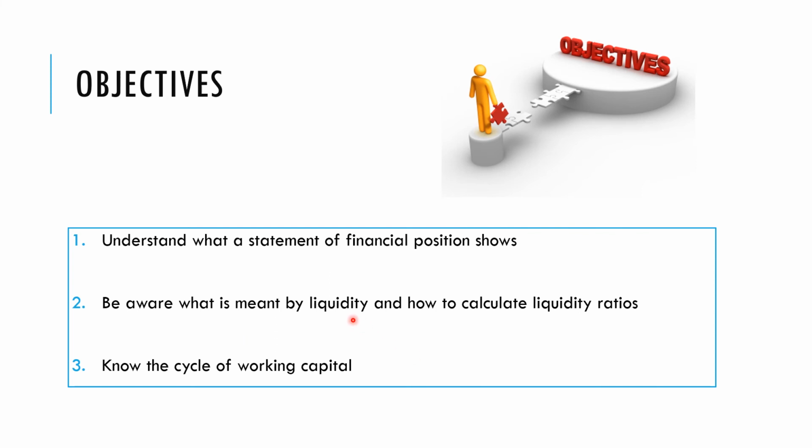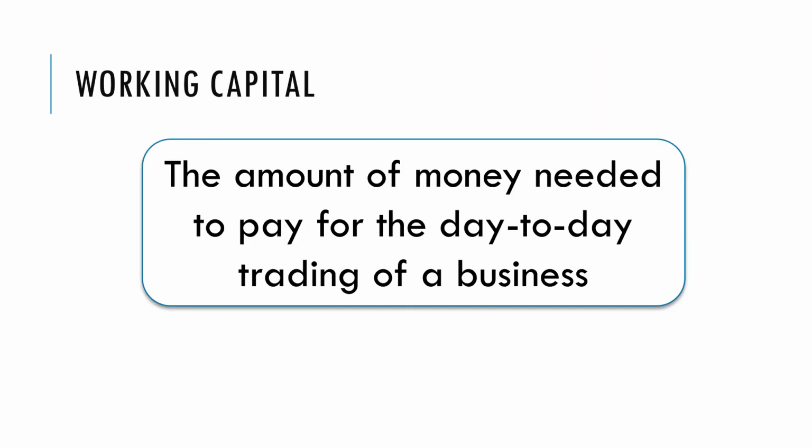Okay, we've looked at liquidity and the two liquidity ratios. The last part of this is to look at what's known as working capital. Working capital is the amount of money needed to pay for the day-to-day trading of a business. So every business will keep some cash aside, which allows them to pay and to continue to trade from day to day. And that money that they use is called working capital.